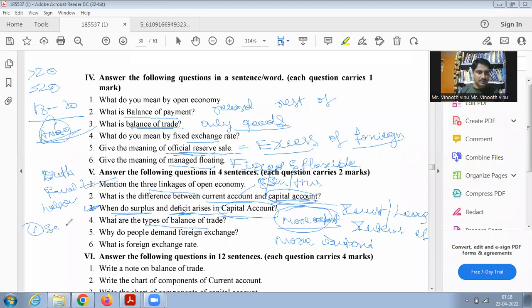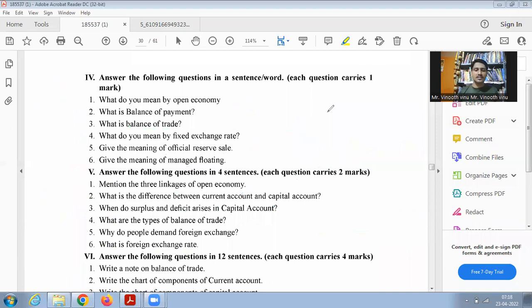Next, types of balance of trade: surplus balance of trade, deficit balance of trade, and third, balanced balance of trade. That's it. Next, why do people demand foreign exchange? To purchase foreign goods, to maintain international transactions. That's it. What is foreign exchange rate? The rate at which one country's currency is converted into another. That's it. Next, write a note on balance of trade.